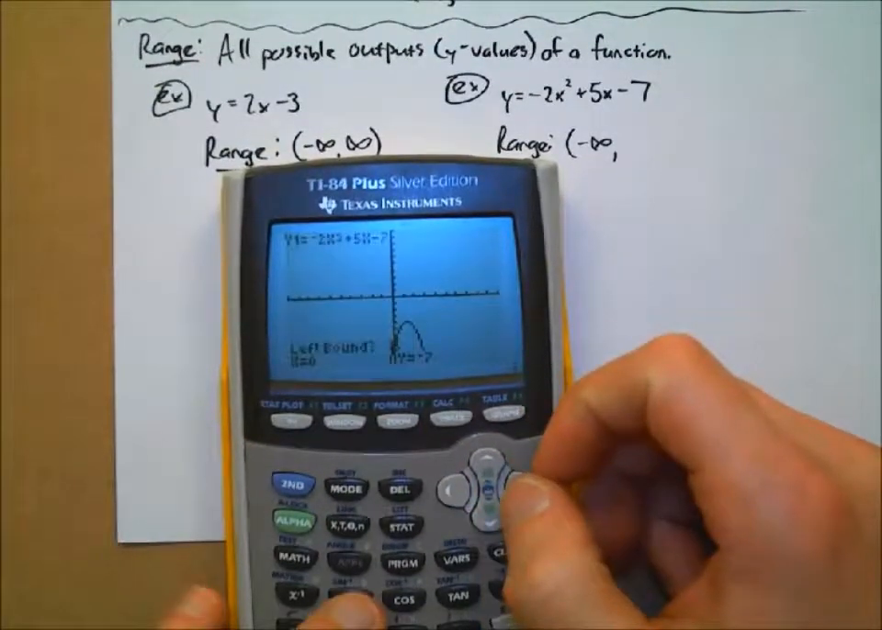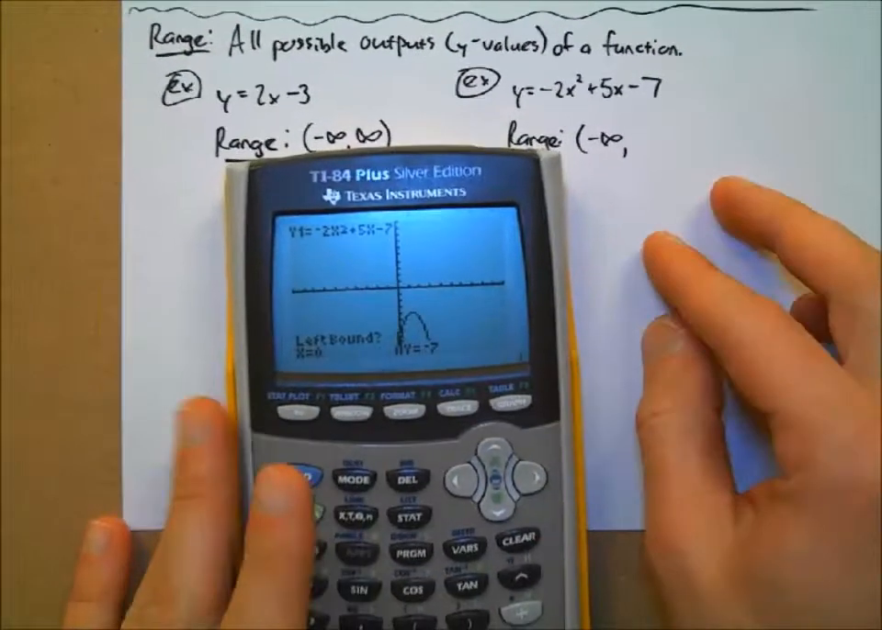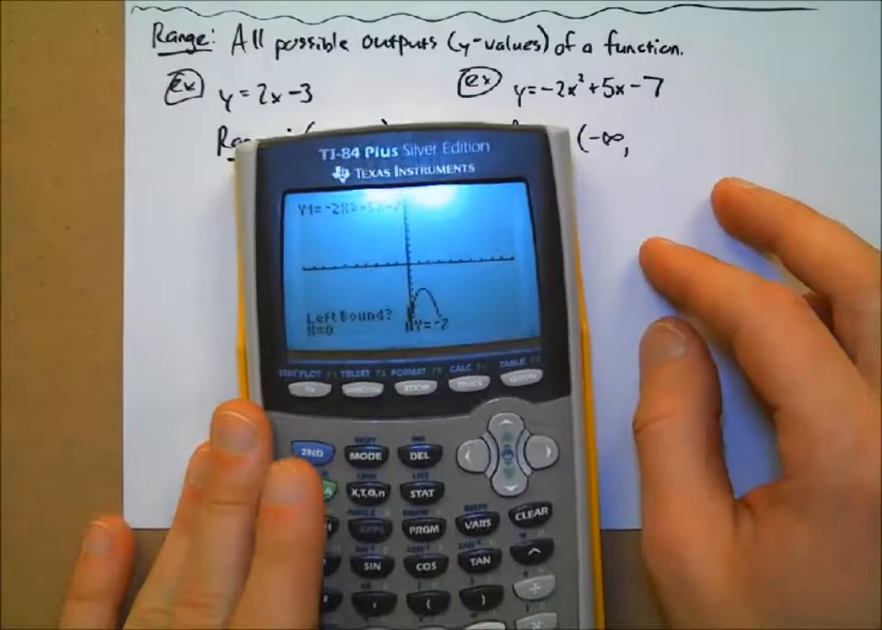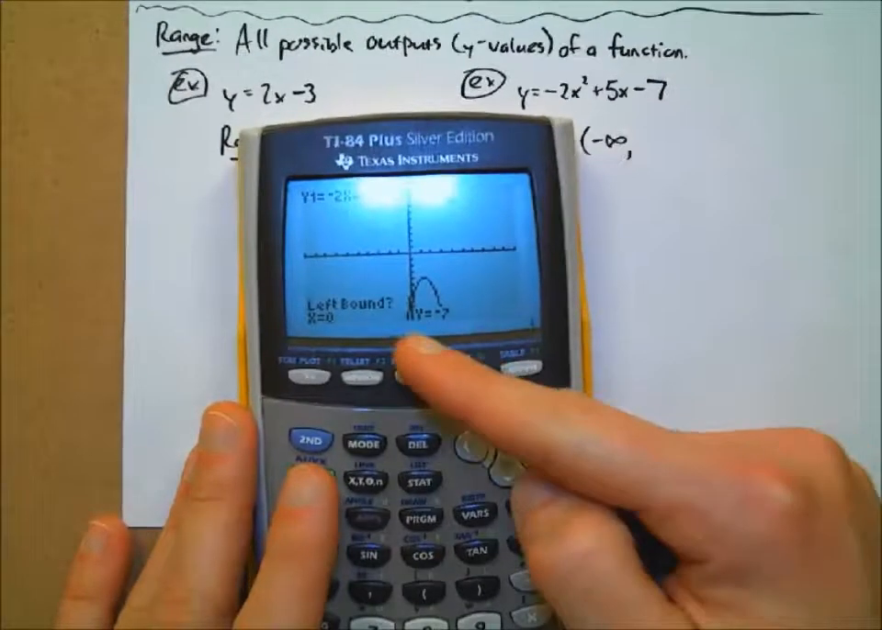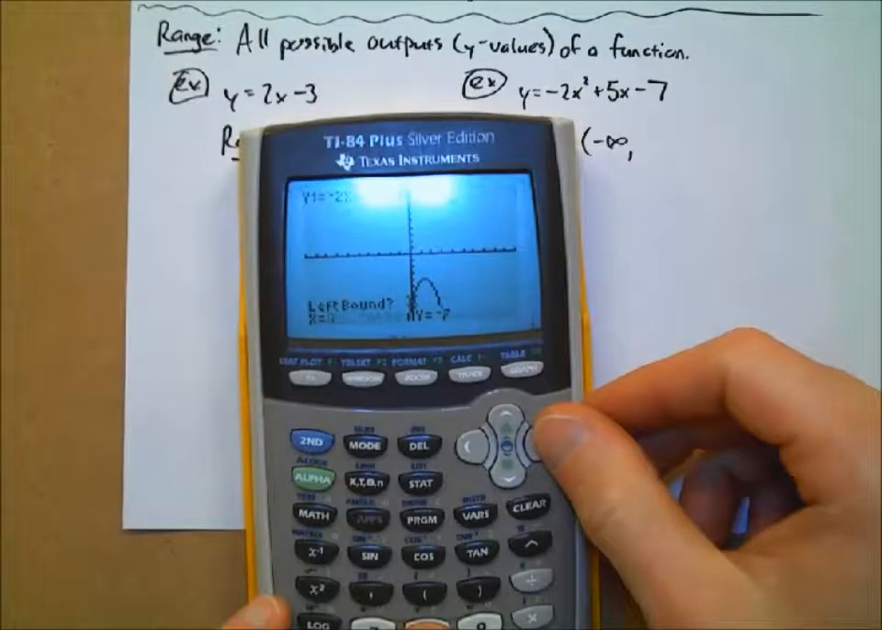Now, again, if you've done this a million times and this is old hat for you, forgive me, but for those of you who've never done this before, it's going to ask for the left bound. So that means you want to use your arrows here, moving left and right.